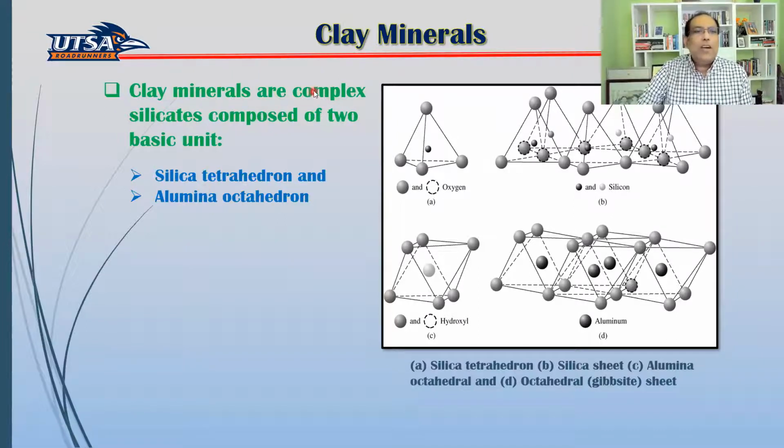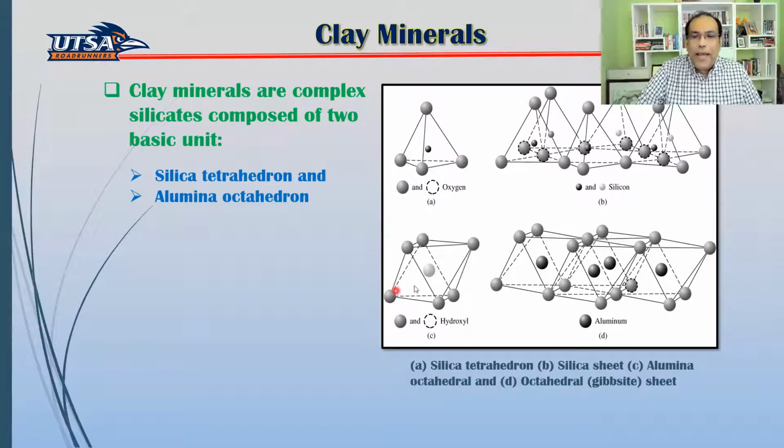So clay minerals are complex silicates composed of two basic units, silica tetrahedron and alumina octahedron. This is silica tetrahedron. Tetra means four. They have four faces: three sides here, from the other side, and the bottom base here. In the middle you can see there is a silicon, and these are oxygen, oxygen, oxygen, and oxygen.